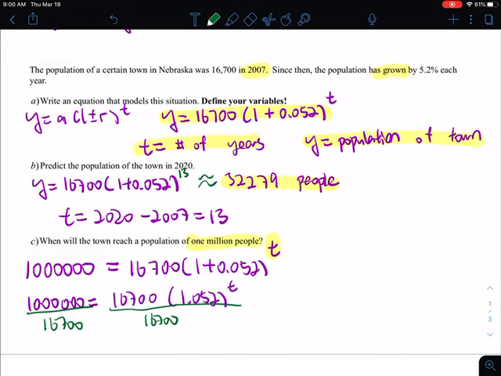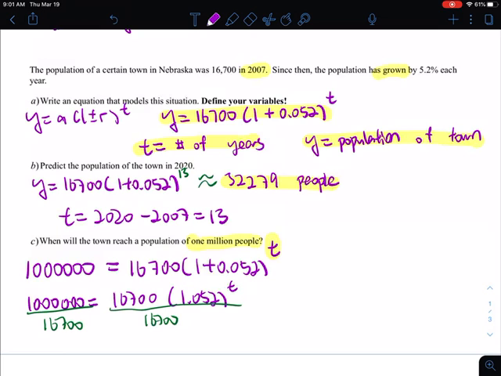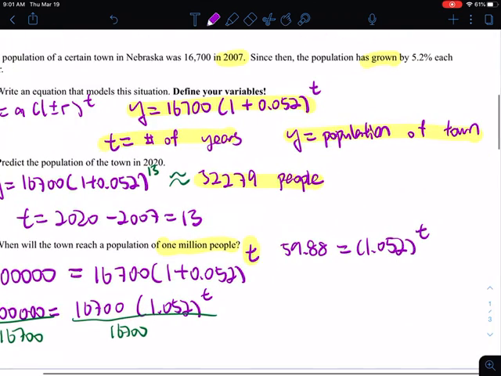Okay, so again, this part, the left-hand side, you'll do on your calculator: 16,700. Okay, and I ended up getting 59.88. So again, we can do some rounding here. 59.88 is equal to 1.052 to the t-th power.